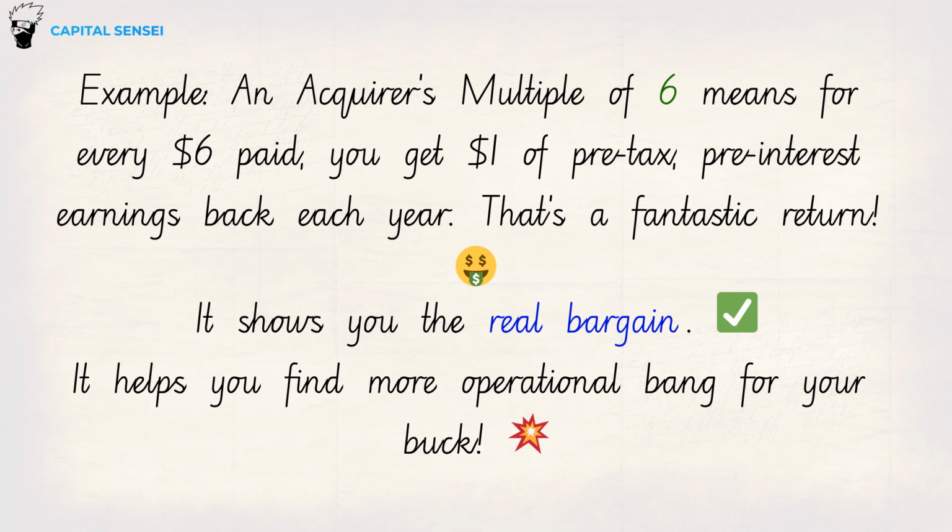You could have two companies with the same PE ratio of 15, but company A is loaded with debt, giving it a high enterprise value and an acquirer's multiple of 20. Company B has no debt and a pile of cash, giving it a low enterprise value and an acquirer's multiple of just 8. The acquirer's multiple immediately shows you which one is the real bargain. You're getting way more operational bang for your buck with Company B.